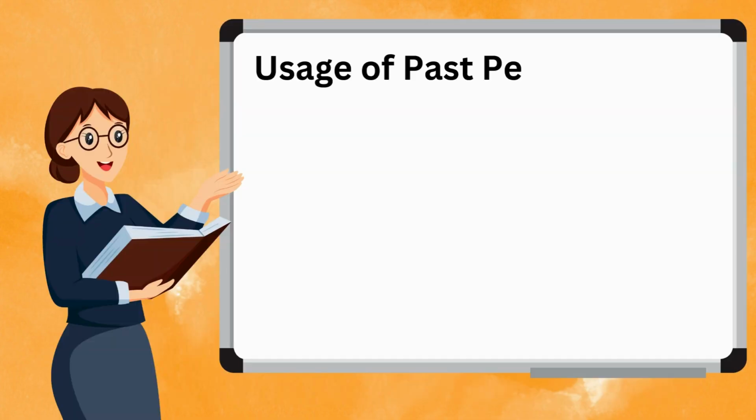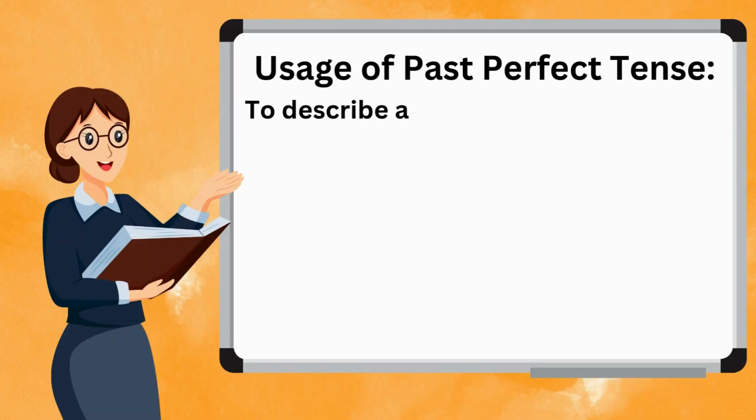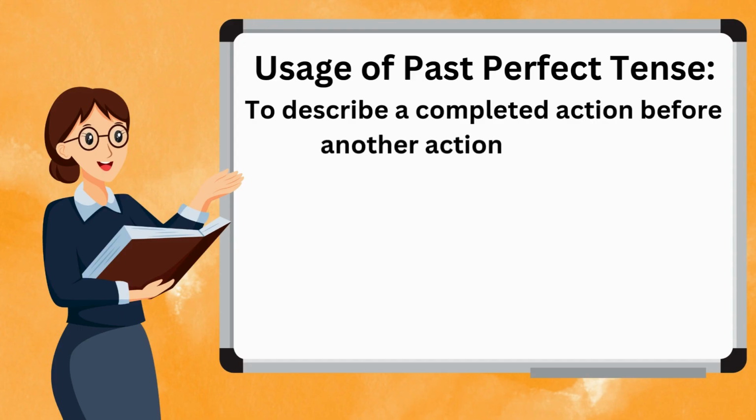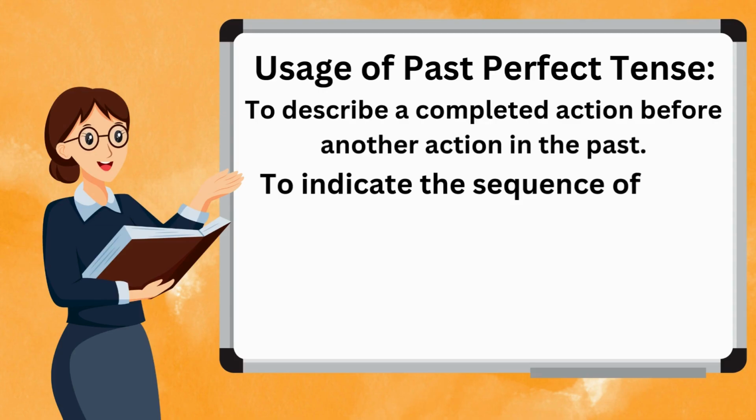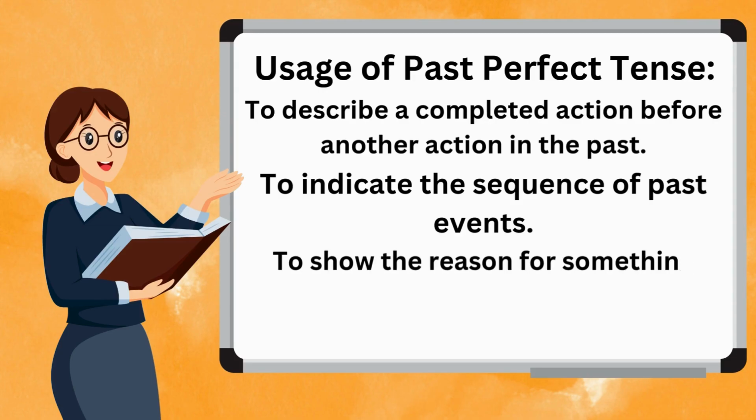Usage of past perfect tense. To describe a completed action before another action in the past. To indicate the sequence of past events. To show the reason for something in the past.